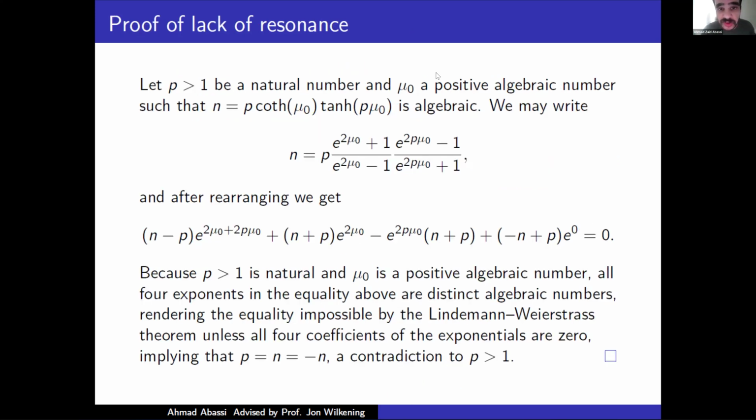And the proof of this, actually, I couldn't resist putting it here because it's unusual to apply this sort of theorem in this type of computational problem, and it actually fit on one slide. So if we just assume that p greater than 1 is a natural number and mu0 is a positive algebraic number, such that n being this nice coefficient right here is algebraic to get a contradiction, we may then expand this using the exponential definitions of these hyperbolic trig functions, and upon rearranging, we get a linear combination of different exponentials of algebraic numbers. They are different because p is greater than 1 and natural, and mu0 is positive. So all four of these exponents are distinct, and consequently, their linear combination over these algebraic numbers can only be 0 if every coefficient is 0. And this turns out to mean that p equals n equals minus n, which is a contradiction to p greater than or equal to 1. So that's a very nice, elegant proof that we have no non-trivial resonances beyond p equals 1.